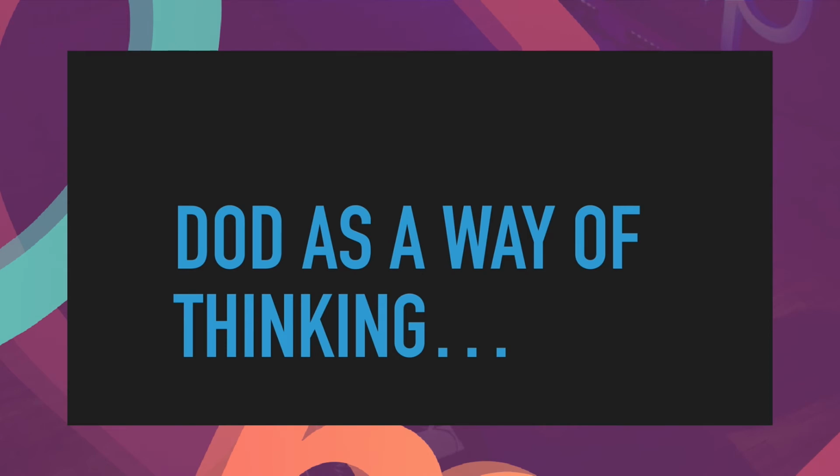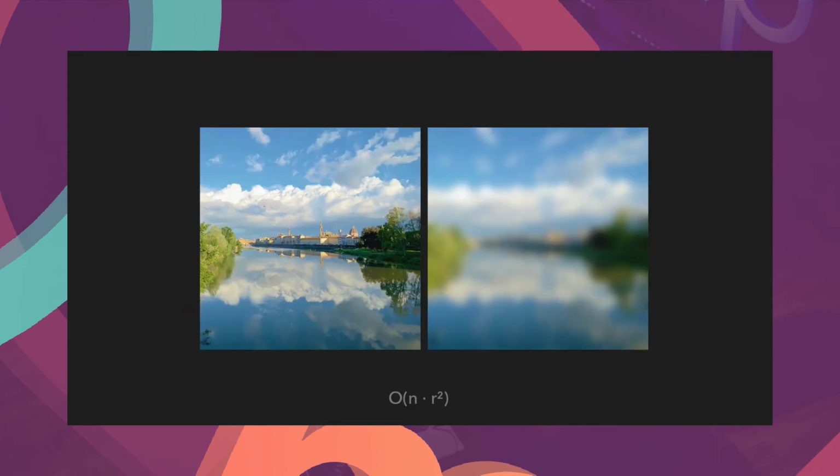But even if you want to stick to traditional class-oriented systems or however you're designing apps right now, the main takeaway is to think about data-oriented design as a way of thinking. So here's a concrete example. Let's say that we have an image that we want to blur.